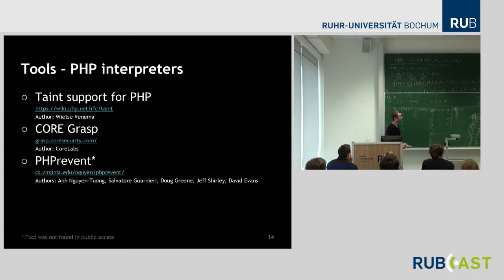It's important to say that in PHP interpreter projects, they actually mention overhead, because it's important. When you make your own PHP interpreter version, it's important that it runs fast. So for taint support, it was something like 1%. It's really fast. For CoreGrasp, the overhead for memory usage was something like 30%. Well, I would say that it's also not that bad. For PHP Prevent, 10%.